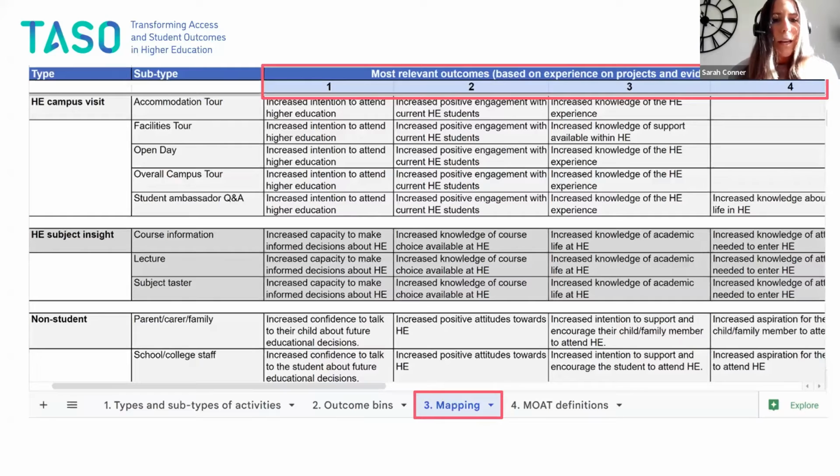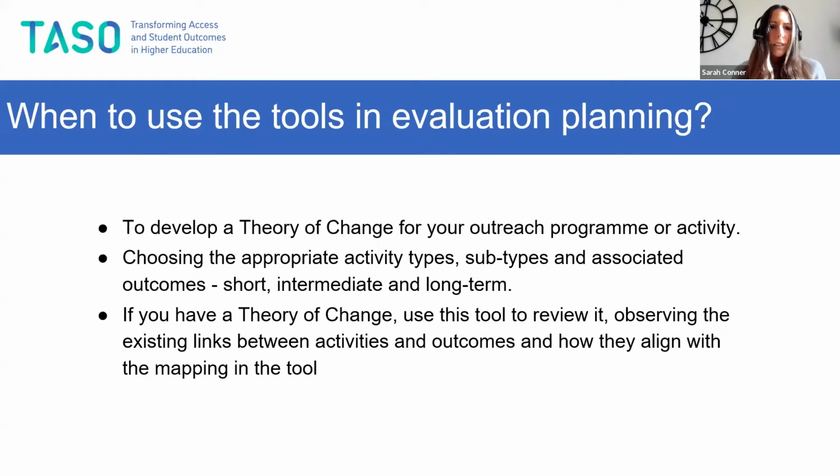So for example, going to a subject taster session is likely to increase knowledge of academic life, increase knowledge of course choice. So really picking apart what intermediate and long-term outcomes are linked to specific activities rather than the whole programs as a whole. And it's also worth noting that we have definitions of each of the activities and outcomes that can be accessed through the fourth tab on the spreadsheet as well.